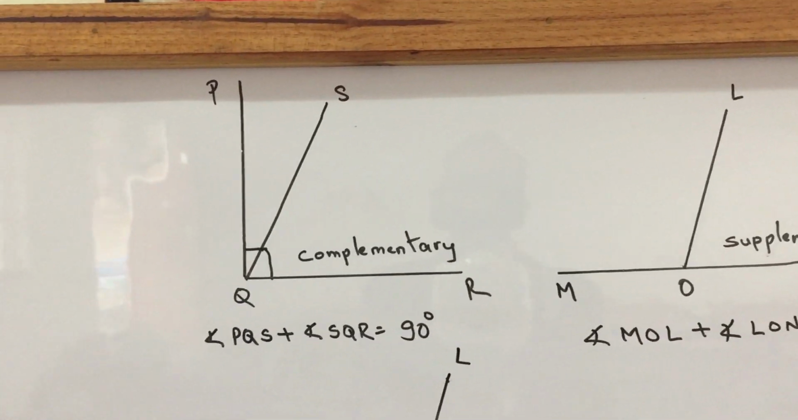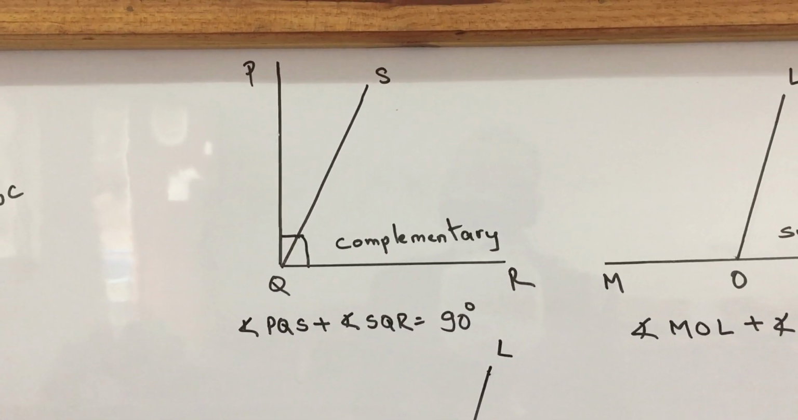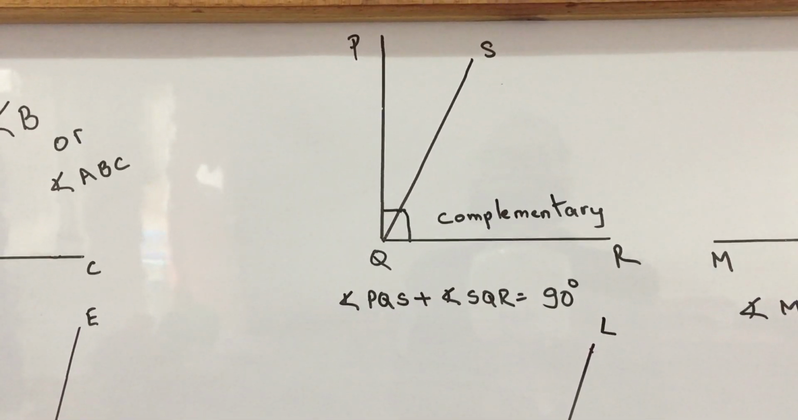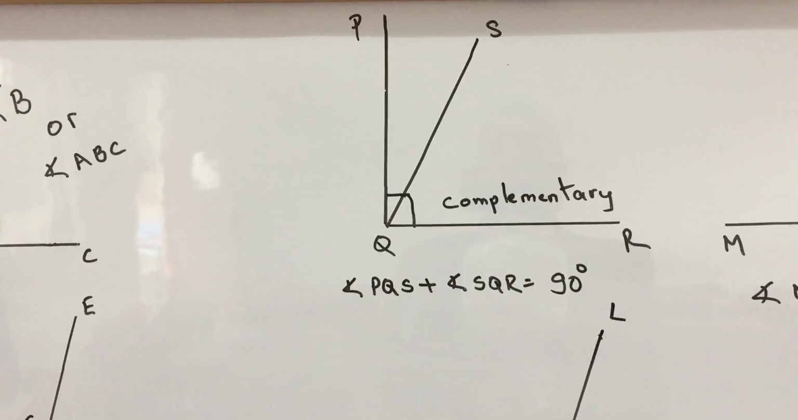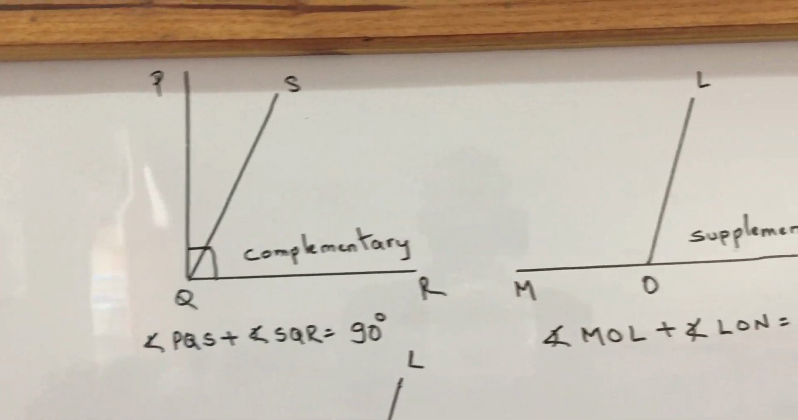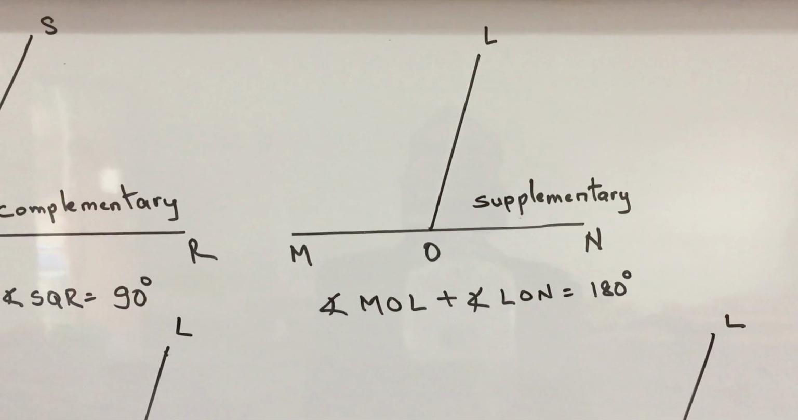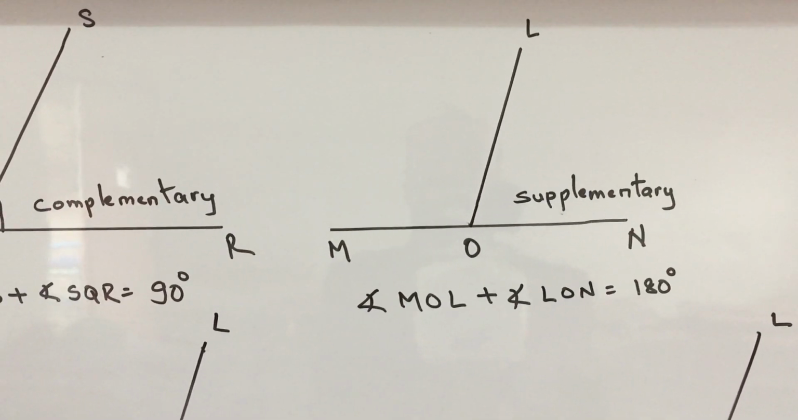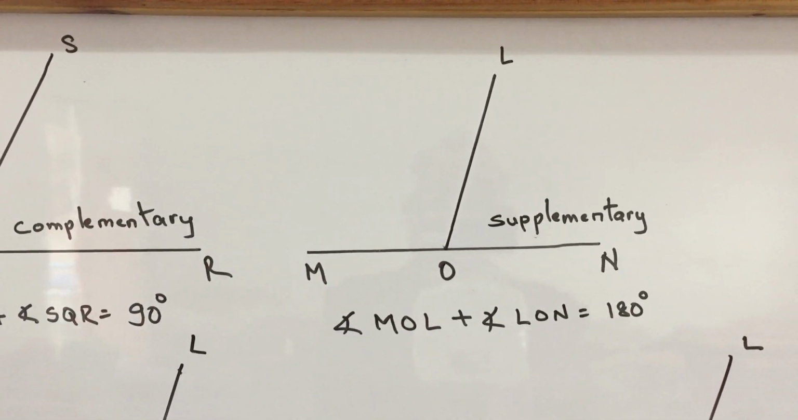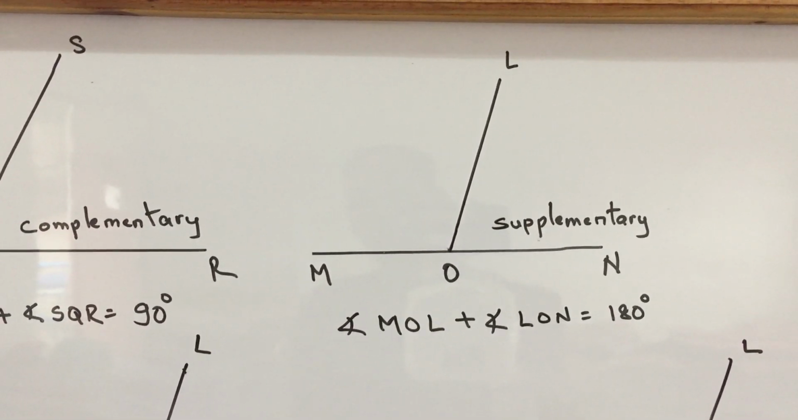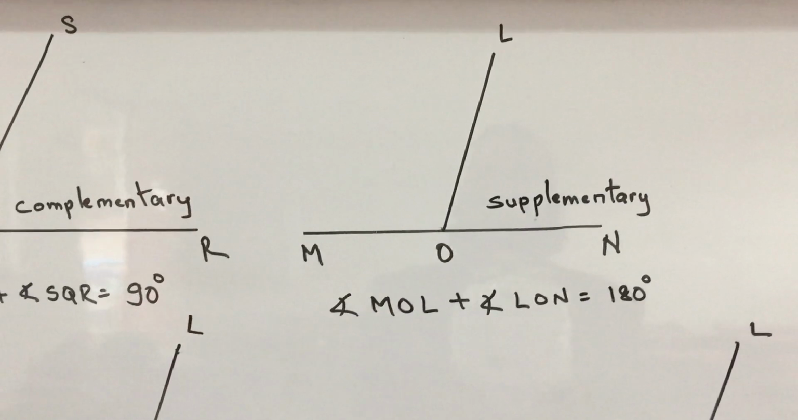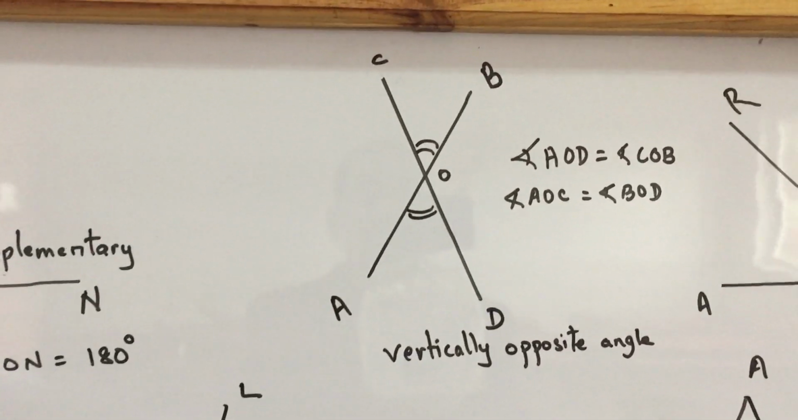Now we have complementary angles. Two angles are said to be complementary if their sum is 90 degrees. Here two angles are PQS and SQR. When we add these two angles, it gives us 90 degrees. So these kinds of angles are called complementary angles. And then we have supplementary angles. Two angles are said to be supplementary if their sum is 180 degrees. S for supplementary, S for straight angle, and a straight angle is 180 degrees. So angle MOL plus angle LON is equal to 180 degrees. So those are supplementary angles.